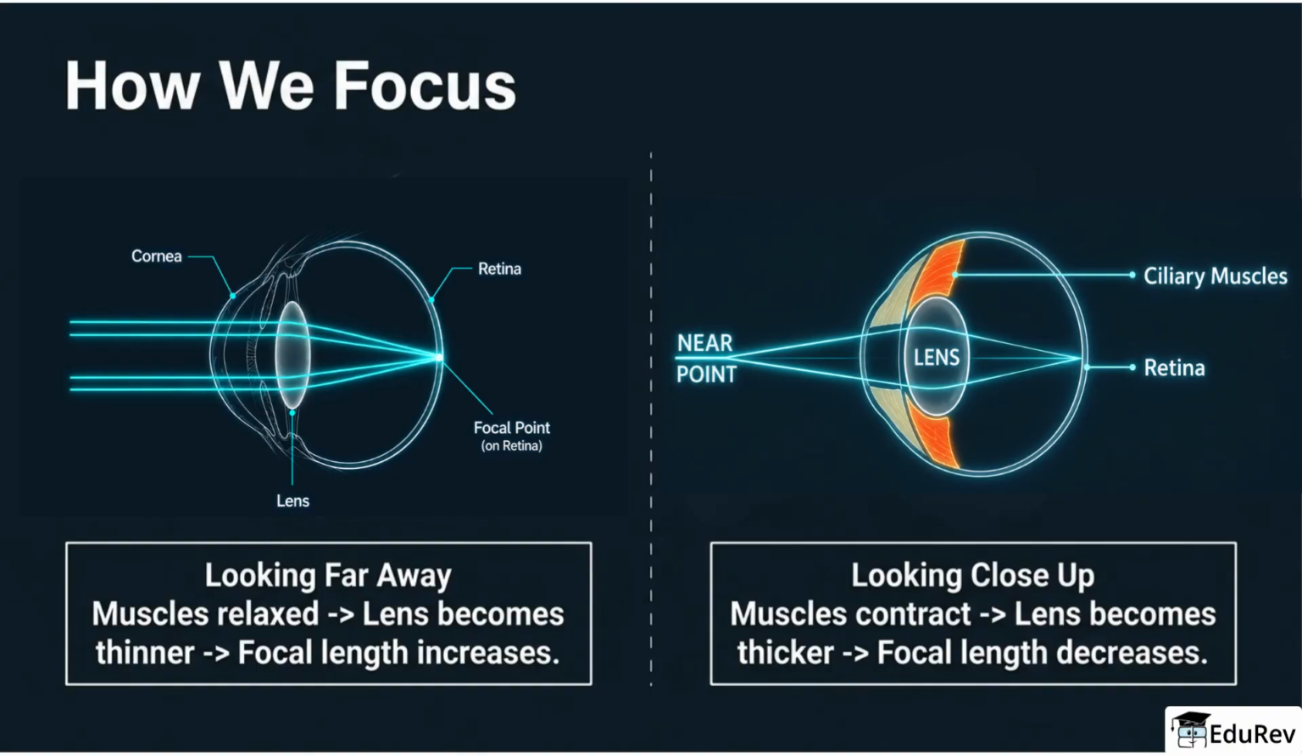When we are looking far away, our ciliary muscles relax. This causes the lens to become thinner, which in turn increases the focal length. Conversely, when we are looking close up, the muscles contract. This contraction causes the lens to become thicker, thereby decreasing the focal length to keep the image sharp. Even with this remarkable adjustment power, human vision does have a specific range.